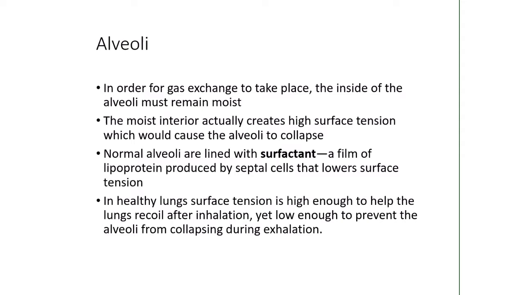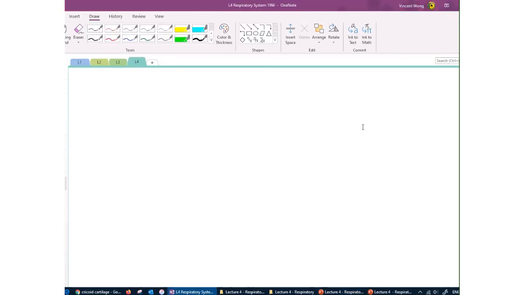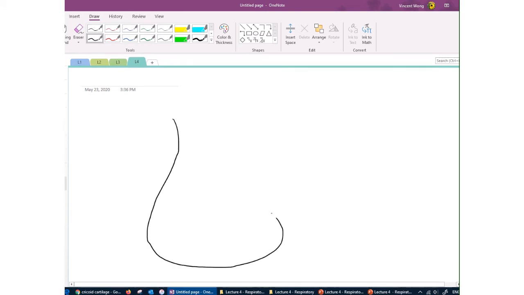There has to be a way for the oxygen to dissolve into the moist layer before it goes into the blood. But that actually creates a bit of a problem. So let me explain this to you on a diagram. Let's draw an alveoli. Okay, so here we have an alveoli. And like I said, the inside of the alveoli is going to have a coating of water to keep it moist, to allow the oxygen to dissolve in it.